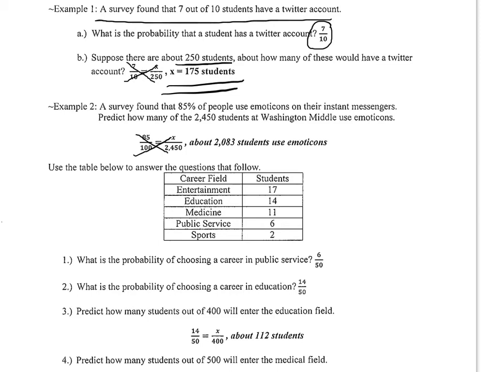So about 2,083 students. Now the answer you get is 2,082.5, but that's not a number we can have because you can't take half a person, so we round that to 2,083.